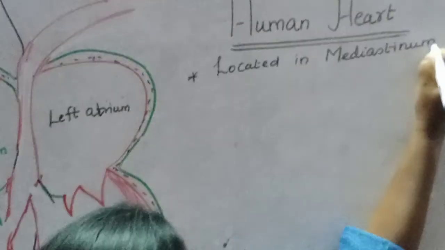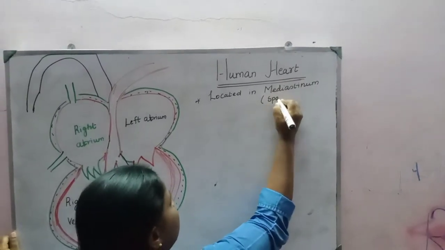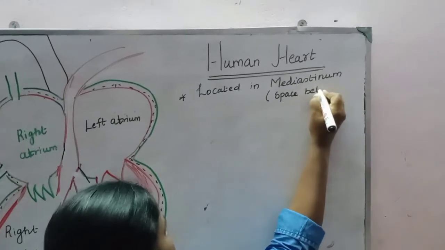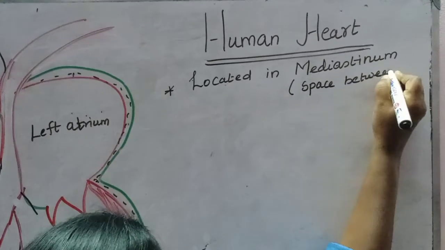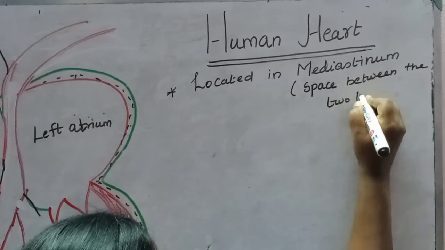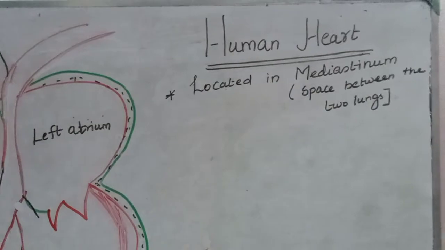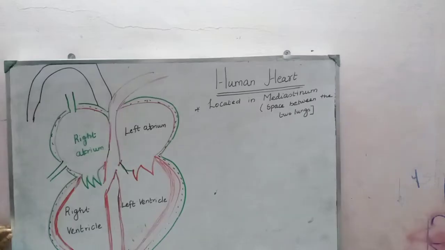Mediastinum means the space between the two lungs. The space between the two lungs is called the mediastinum. So the heart is located in the mediastinum.